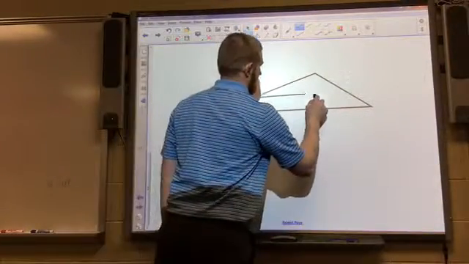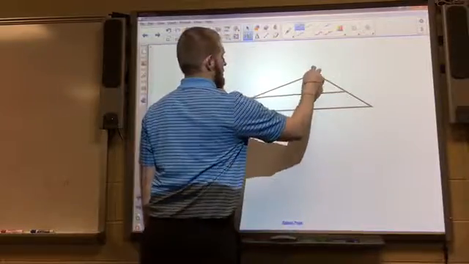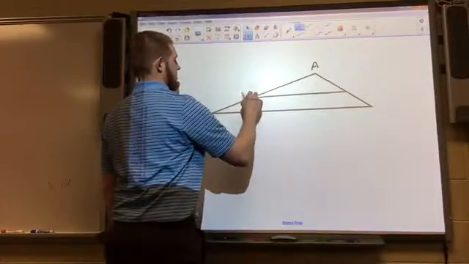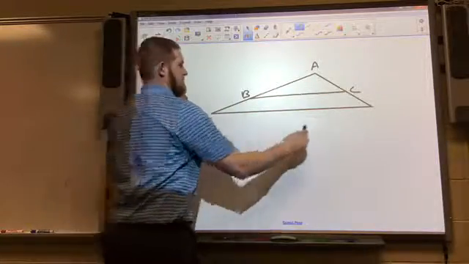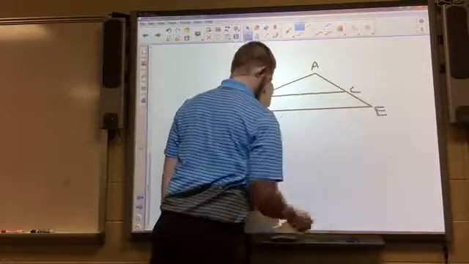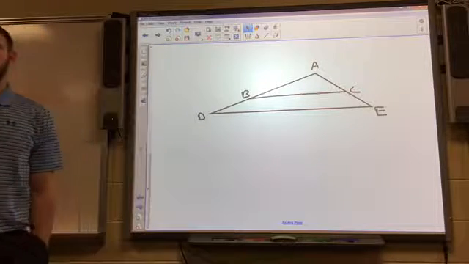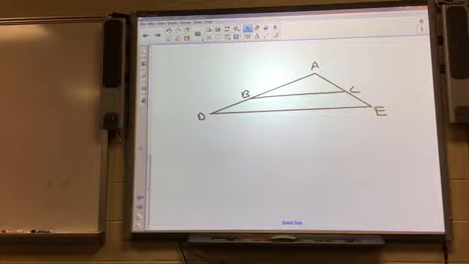And it's split here. Actually, I have two triangles. I have triangle ABC, and I have triangle ADE. Everybody see the two triangles? Okay.